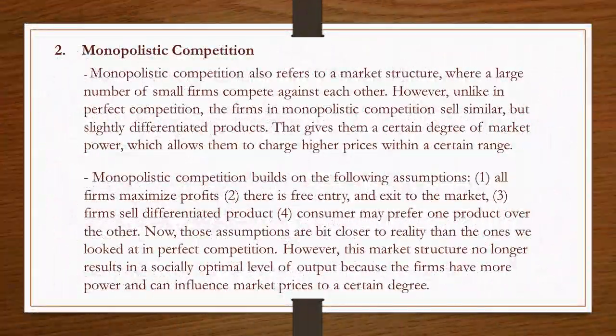And number two, monopolistic competition. So when we say monopolistic competition, it refers to a market structure where a large number of small firms compete against each other. However, unlike in perfect competition, the firms in monopolistic competition sell similar but slightly differentiated products that give them a certain degree of market power, which allows them to charge higher prices within a certain range.